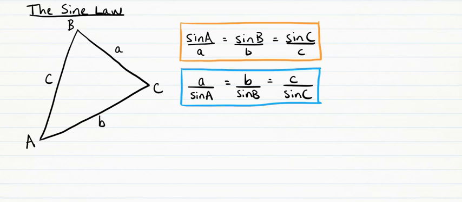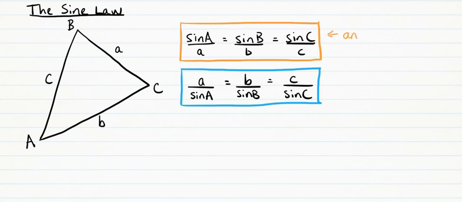If this is how our triangle is labeled, then there are two different ways that we could write out the sine law. One way is by saying that sine A over a is equal to sine B over b is equal to sine C over c. And you'll notice that here the angles are in the numerator.